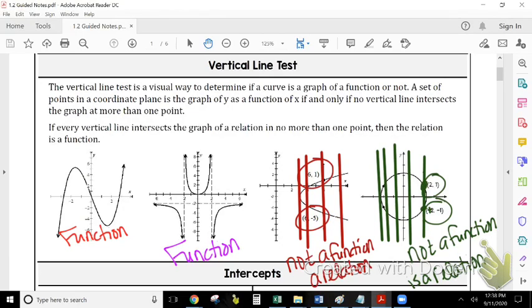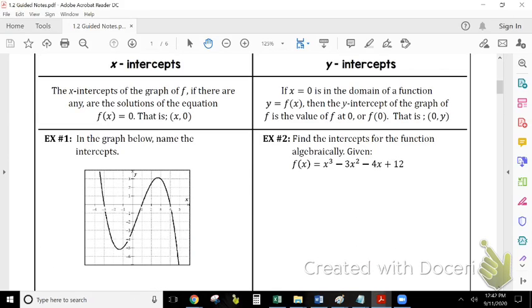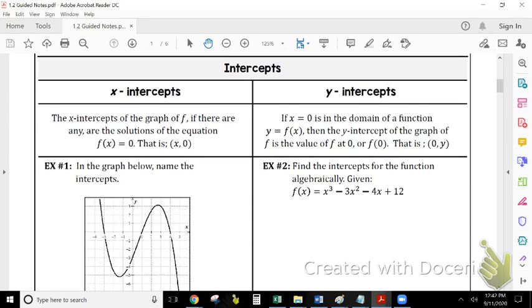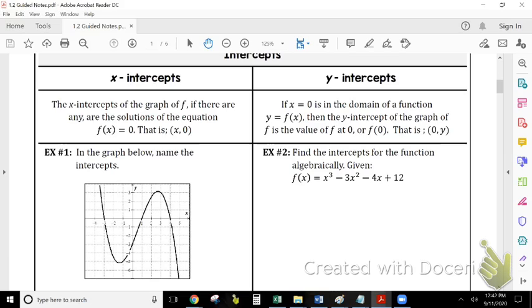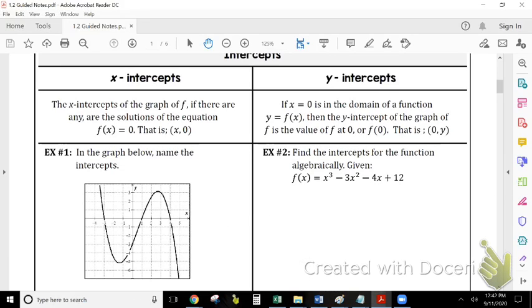Okay, vertical line test. Then we're going to talk about x and y intercepts. So remember, an x-intercept is where it crosses the x-axis. So it's where it crosses the x-axis there. And so, let's see, I'm right over here, crosses x-axis.